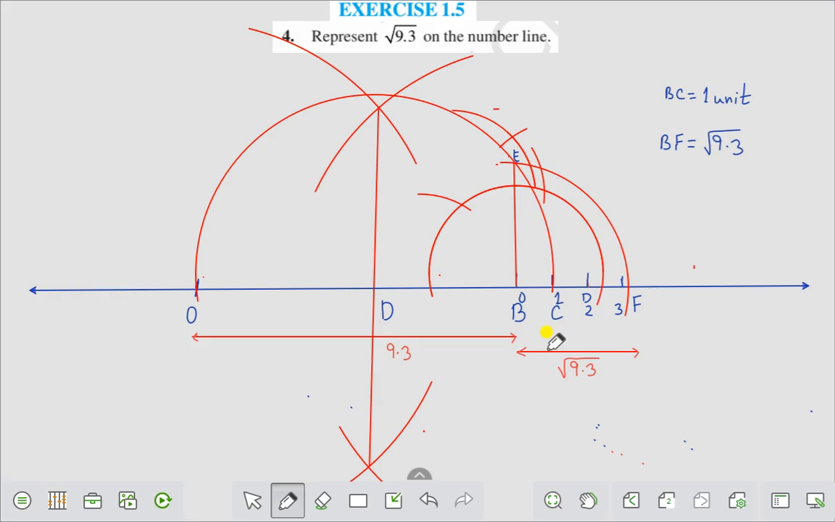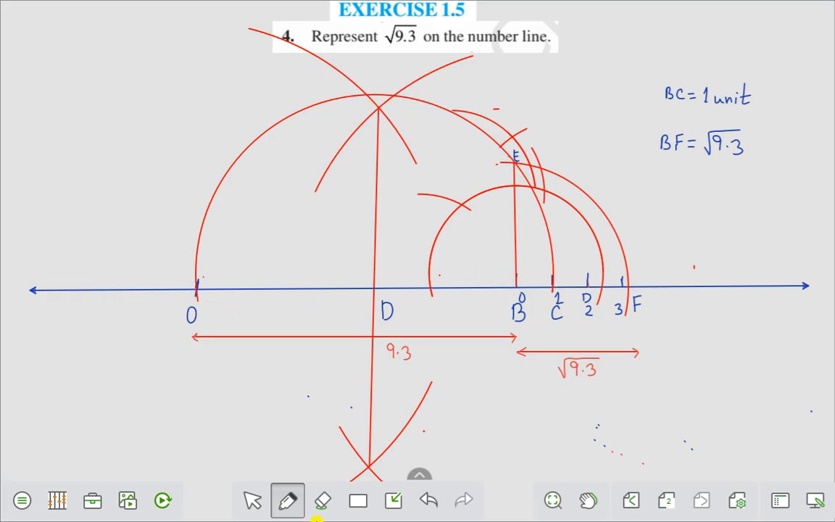Again we are explaining how we have done it. First of all, take a line OB 9.3 unit, right? And take BC as 1 unit, right? And now take this line OC and bisect this line OC.